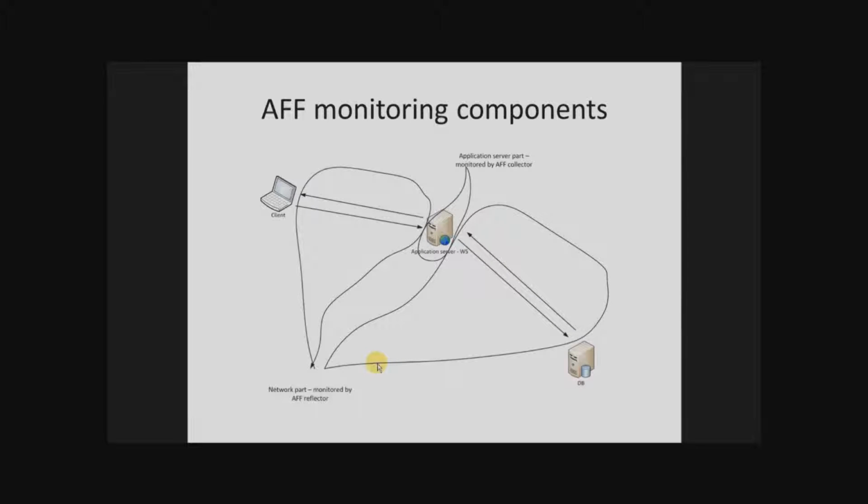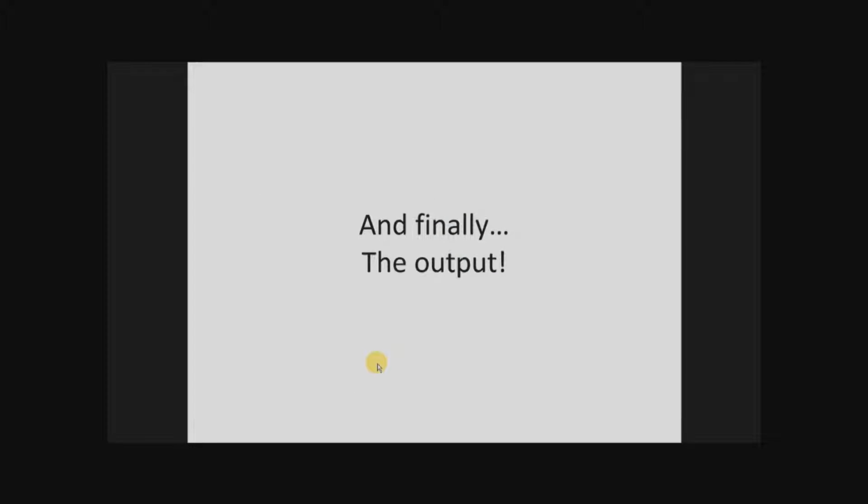To monitor the transaction path, AFF uses two components, the reflector and the collector. The AFF reflector allows us to listen in on network traffic and is therefore used to inspect both of the network segments. The rest of the processing is done on the application server. This segment is monitored by the AFF collector. The collector gives us the detailed information about the call stack execution in the application server. Now let's take a look at the results of the monitoring.